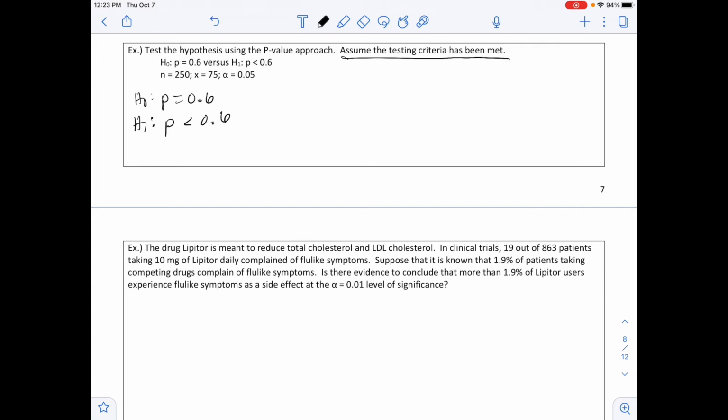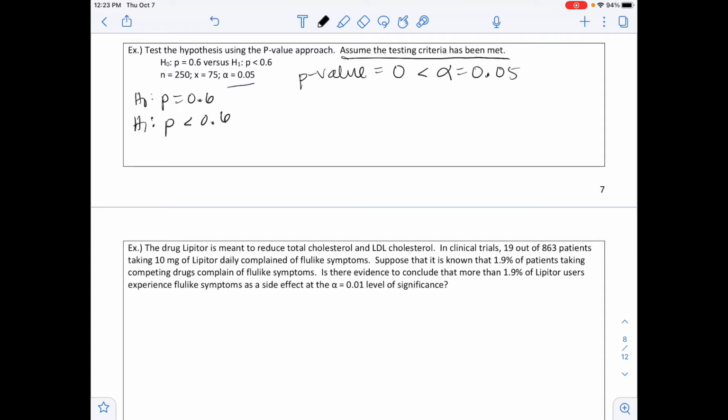So on your calculator, you get a p-value equal to 0, which is less than alpha, and alpha was given to us, which is 0.05.